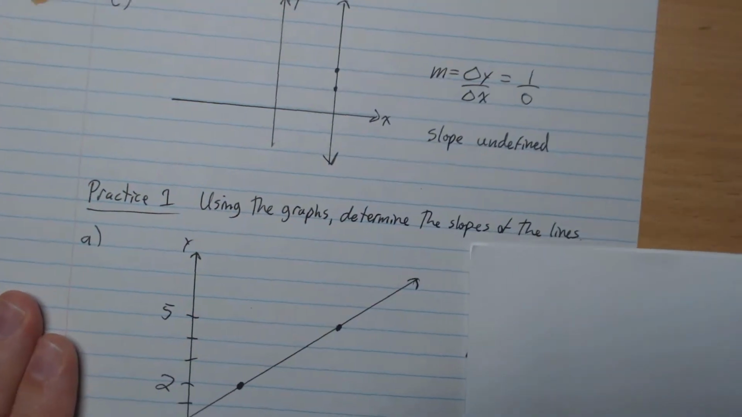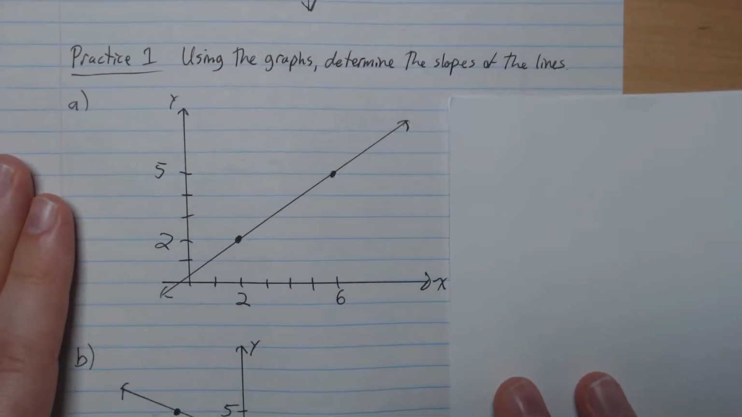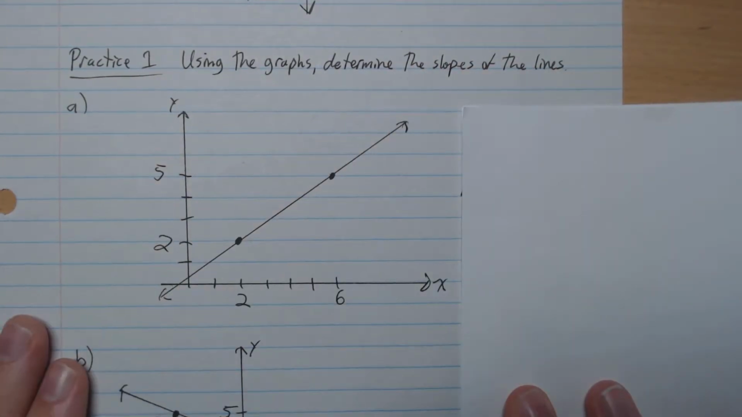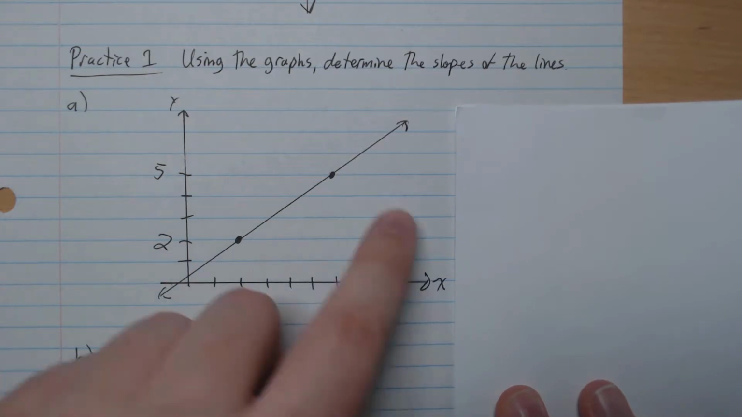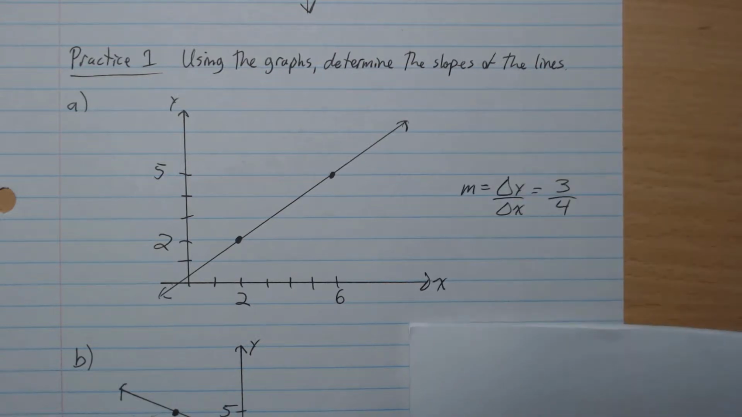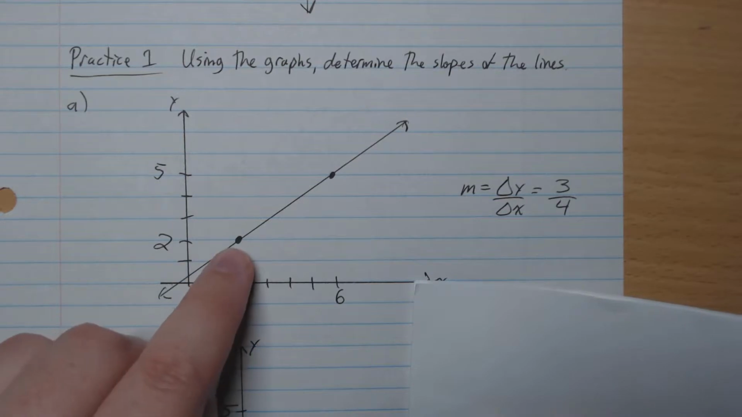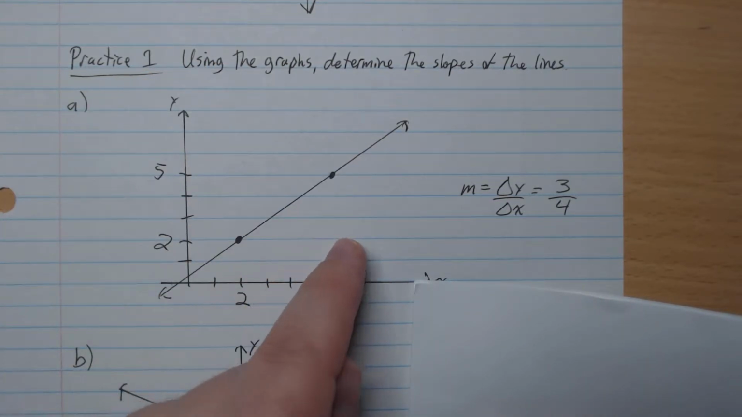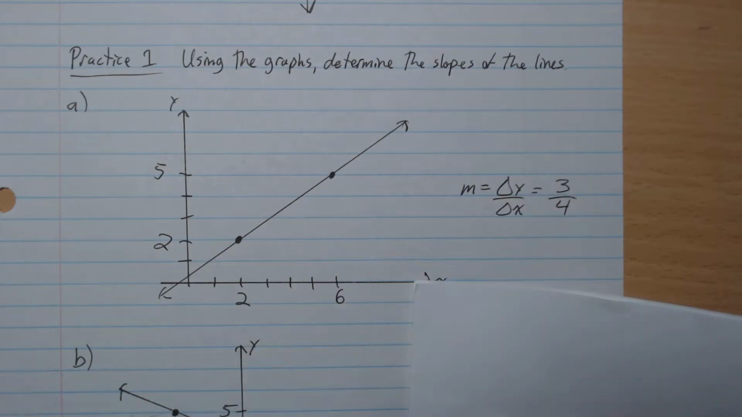Practice number 1. Using the graphs, determine the slope of the lines. Go ahead and pause the video and answer number A. We notice that change in y is up by 3, going to the right from 2 to 6, 1, 2, 3, 4. So our slope is 3 over 4.